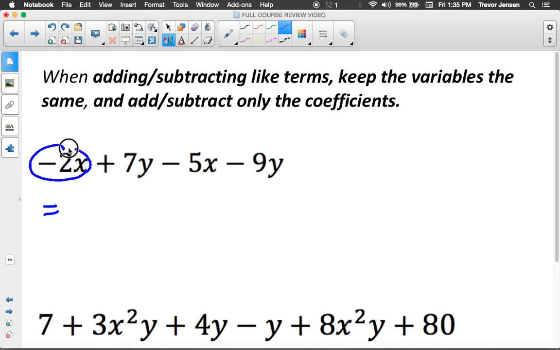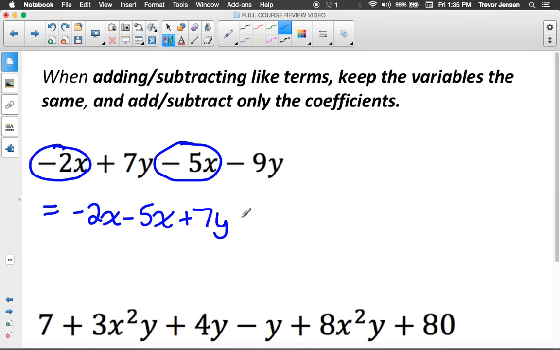So for example, I have a negative 2x and a negative 5x. Those are like terms, so let's write those beside each other, keeping the signs that are to the left of them. And I also have a positive 7y and a negative 9y. Let's write those beside each other because those are like terms. Now I can collect them together. I can collect the negative 2x minus 5x together because they're like terms by just adding or subtracting the coefficients only.